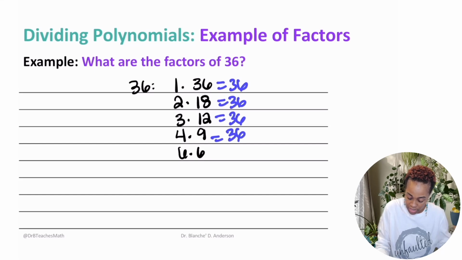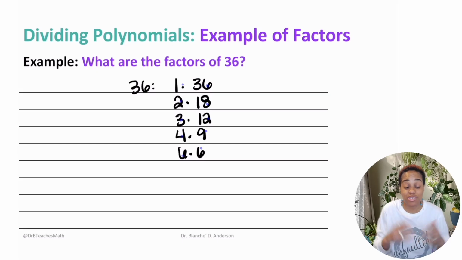These multiplied together give me 36. And look how many factors they have. 1, 2, 3, 4, 5, 6, 7, 8, 9, 10. Those are 10 factors, right? So again, it's the numbers that, when you multiply them together, give you the number that you're looking at.